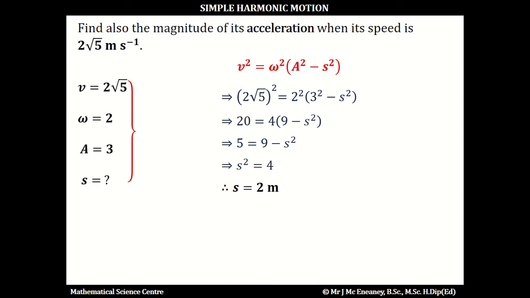Now a equals omega squared times s. The omega value is 2, the s value is 2. This means a is 2 squared times 2, which means the acceleration a is 8 meters per second squared.